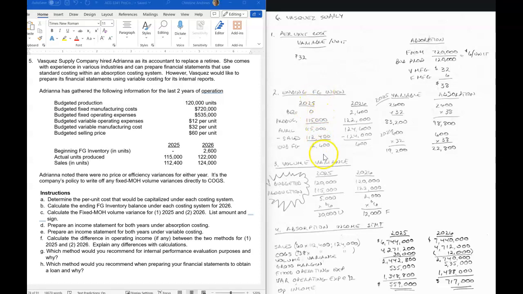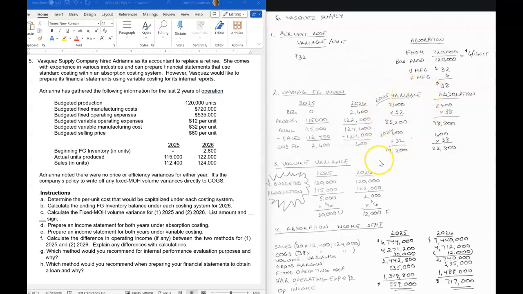So here's our inventory in 2025. We started out with 0, produced 115,000, sold 112,000, ending at 2,600. In 2026, there's our 2,600, produced 122,000, so we've got 124,600 available, minus sales of 124,000 gives us 600 in ending inventory. Now these are a little weird, my organization is strange.